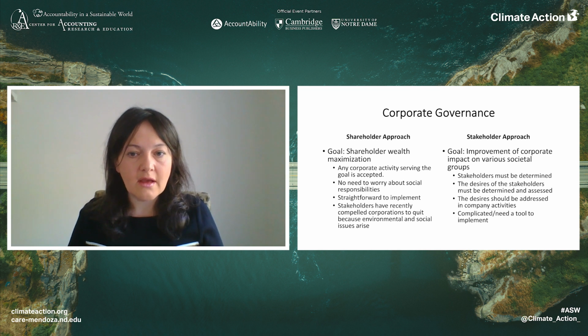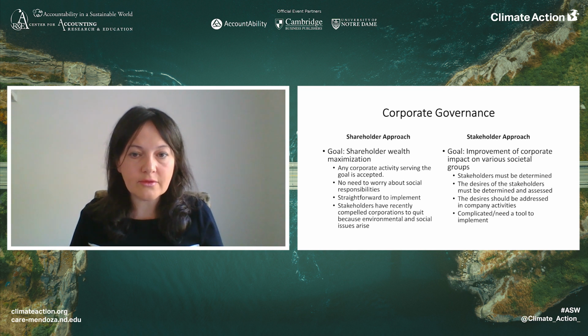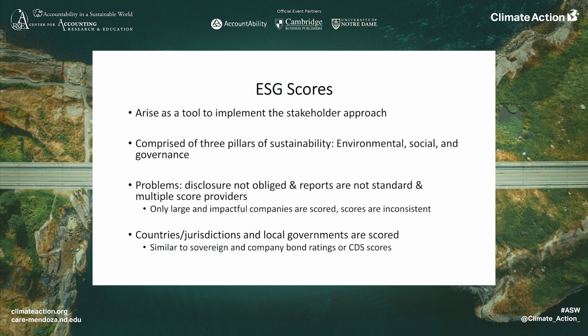That's complicated. In order to apply this approach, the management needs to find a tool that would facilitate the application. At this point, we have the firm-level ESG scores. Firm-level ESG scores serve as a tool to implement the stakeholder approach. And again, as we all know, there are three pillars in firm-level ESG scores, or all the ESG scores overall: environmental, social, and governance pillars, and there are many factors under these pillars.